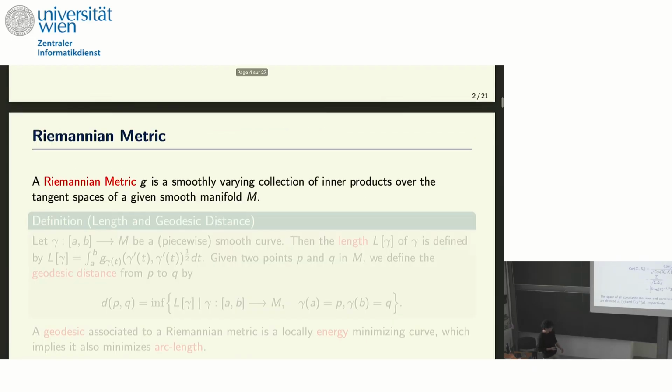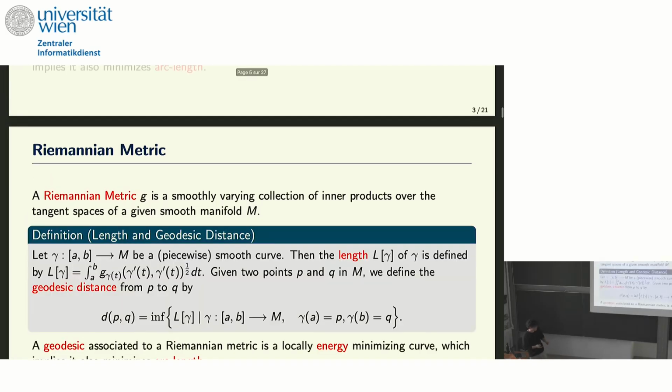Okay. So we would like to put some way to measure things on the smooth manifold. The usual way when your manifold is smooth is to put a Riemannian metric, g. It's simply a smoothly varying collection of inner products over the tangent spaces of my manifold. And by setting a Riemannian metric, it induces a distance on the space itself.